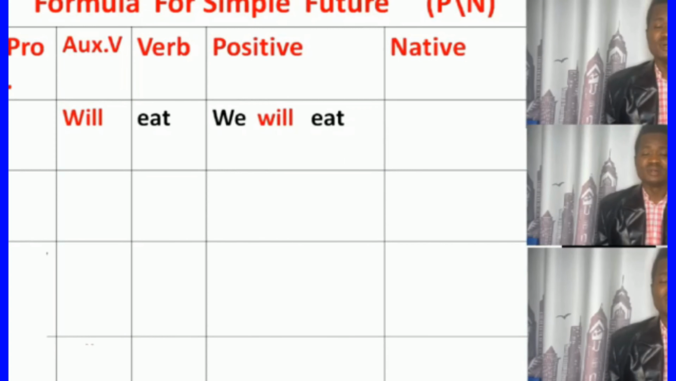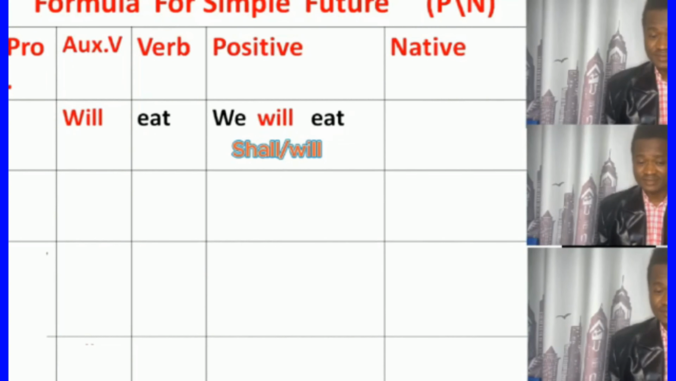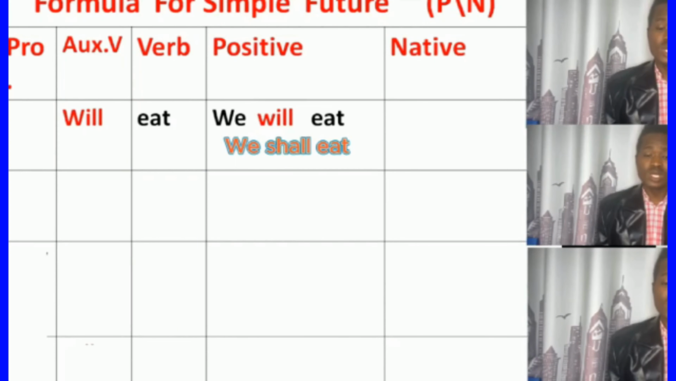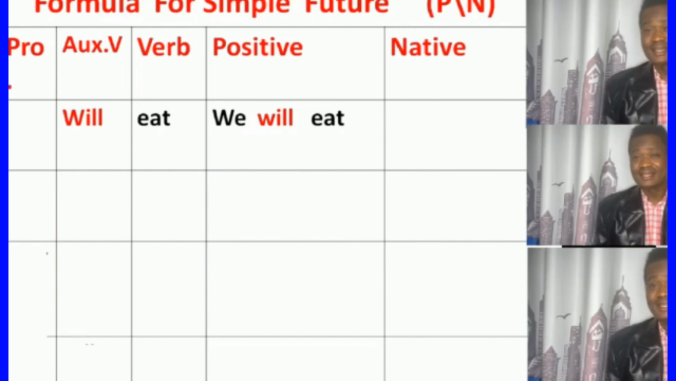But mostly, if you want to speak fast, you can use shall. When we talk about the simple future, we are talking about will and shall, and these are the auxiliary verbs. Most of the time we use shall by saying we shall eat, because we will eat is more difficult to pronounce, but we shall eat is faster.